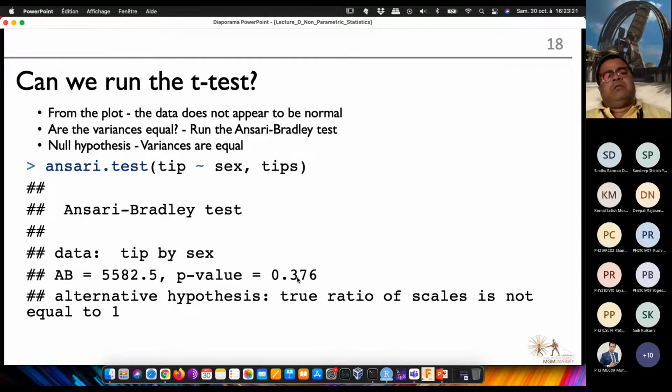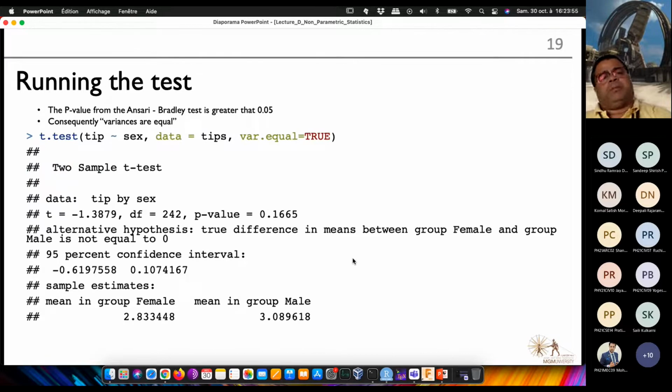Now look at this. My alpha is 0.05. Look at the p-value. It is 0.3. That means ये alpha से बड़ा है, which means the null hypothesis is true. According to the Ansari-Bradley test, the null hypothesis is that variances are equal, and this is what this particular test proves. The variances are equal, and so therefore I can apply the t-test, and I'm going to apply it.